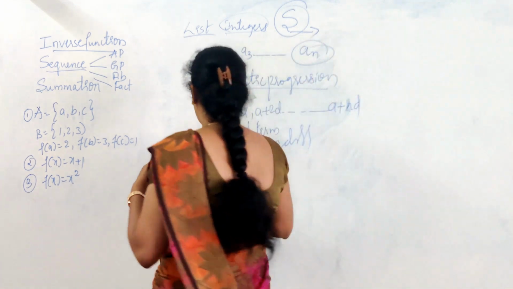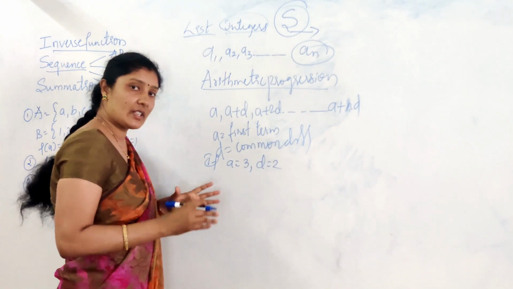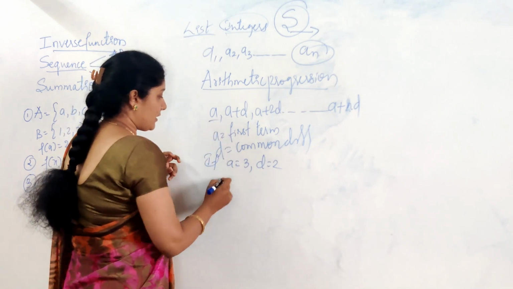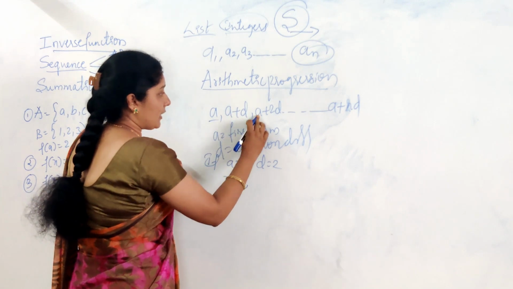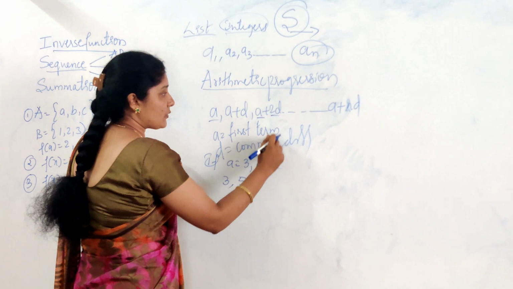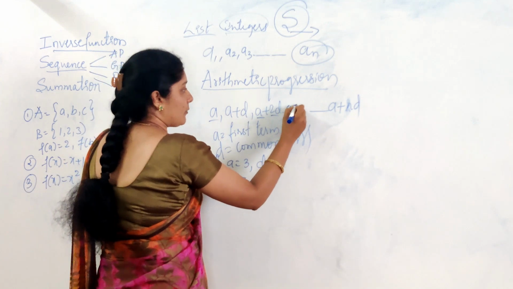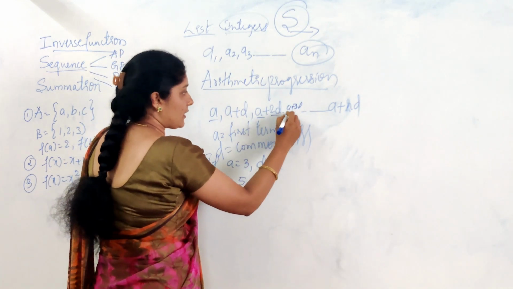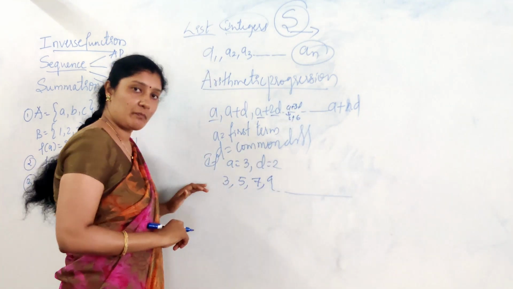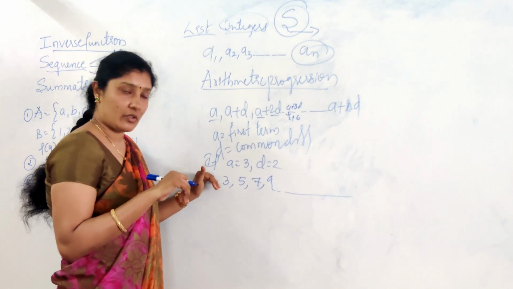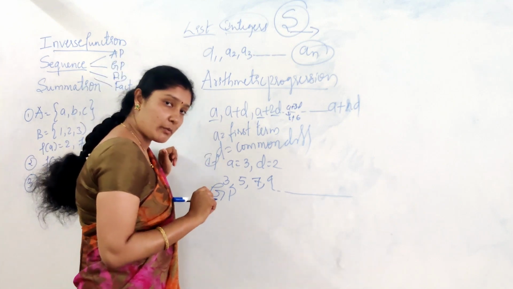Okay. See, for example, if a is 3 and d is 2, then what will be the sequence? a is 3, comma, next 3 plus 2, that is 5. Next, 3 plus 2d, where 2 2s are 4, that is 3 plus 4, 7. Next, you will have a plus 3d. So a is 3 plus 3 2s are 6, that is 9, and so on. Okay. So this is about arithmetic progression. Similarly, we have GP, that is geometric progression. So what is the formula for geometric progression?